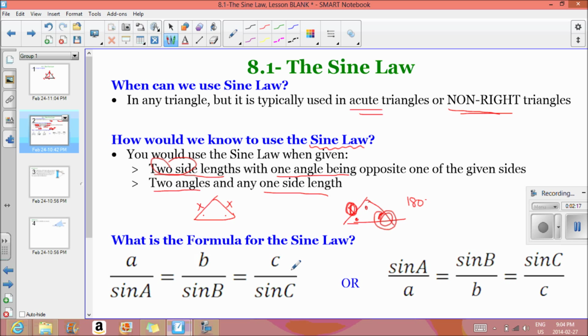Here's the formula that you need to know for sine law. This we would typically use if you're looking for a side length, and this we would typically use if you're solving for an angle. Now, either will work in any situation, so it does not matter if you pick the right or the wrong one, you will still be able to solve it.